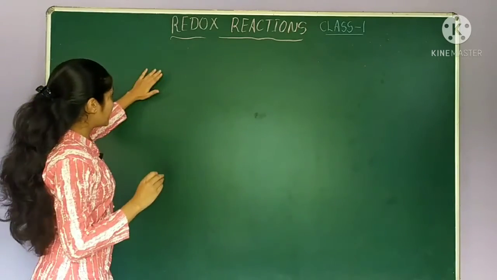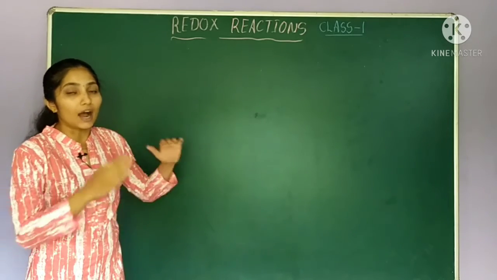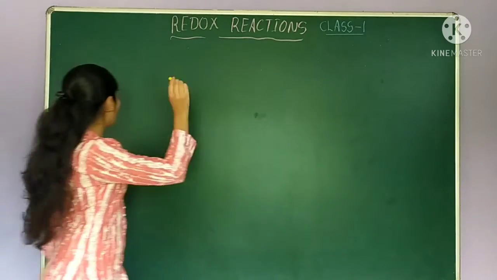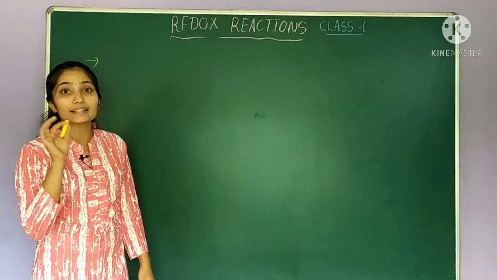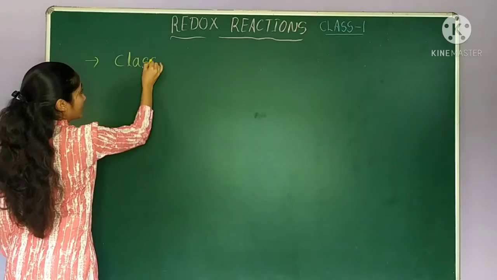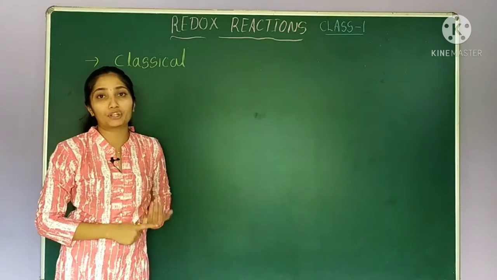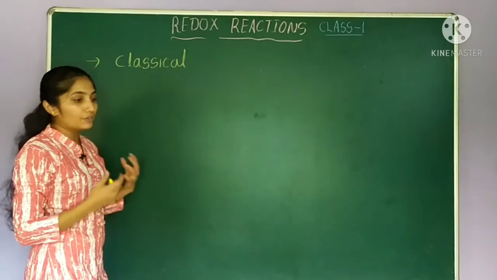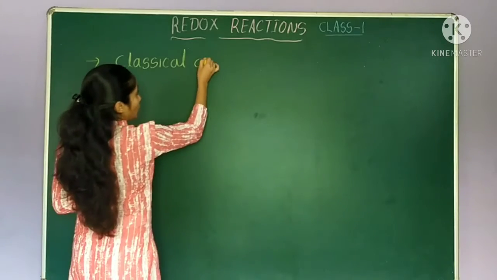First, let's discuss what are the important things which you are going to study in this chapter. After that, we'll take one by one, okay? First topic is classical concept. What is this classical concept? That means old definitions of oxidation, old definitions of reduction, and the theories which you are going to study in classical concept.